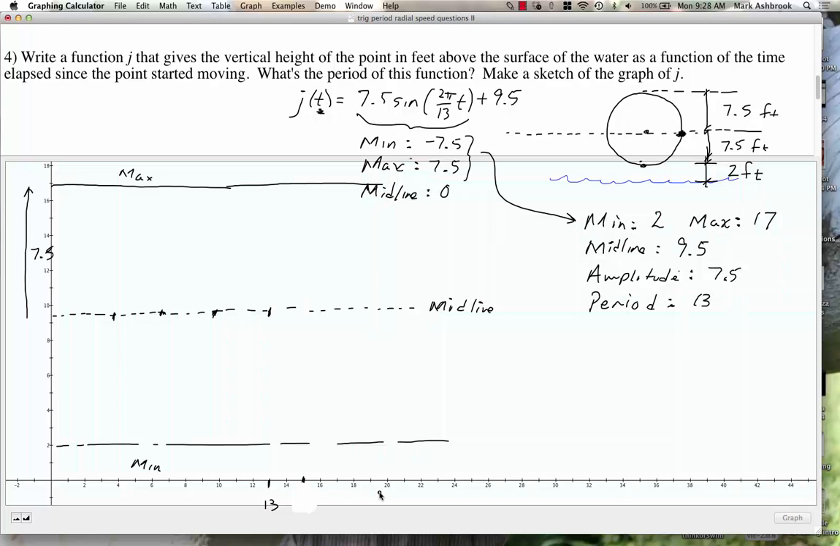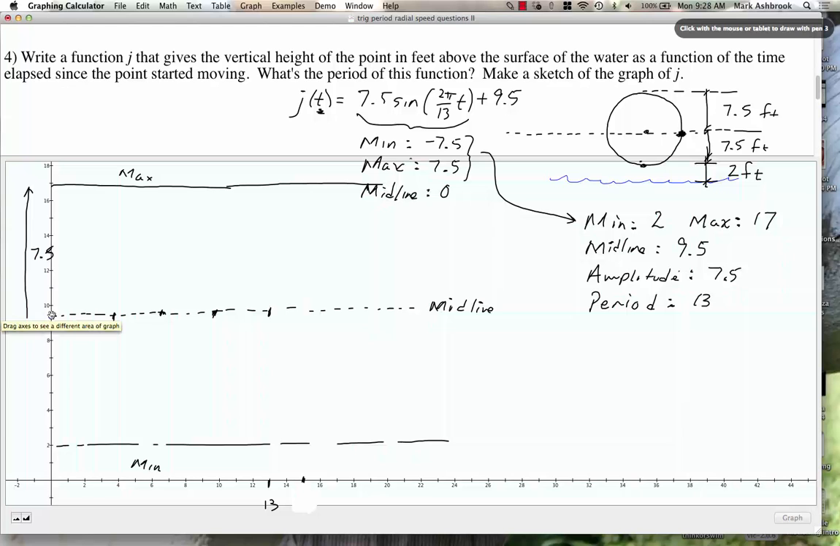Alright, there we go. That looks better. So here are 4. And now what are we tracking? We're tracking vertical height above the water. Does that start vertical height above the water, starting from the 3 o'clock position? Does it start at the min, or the midline, or the max? Midline.